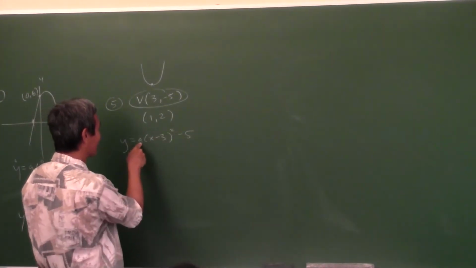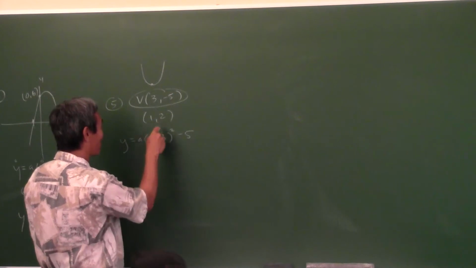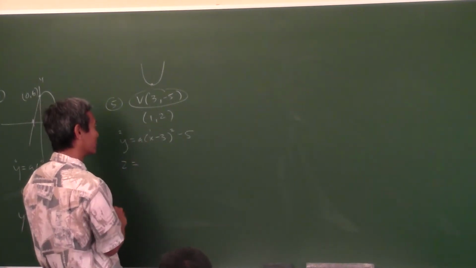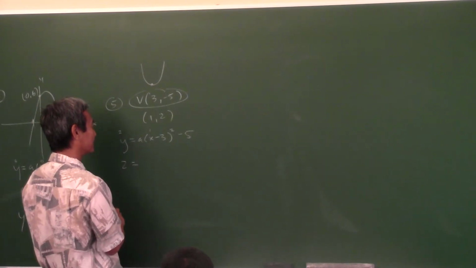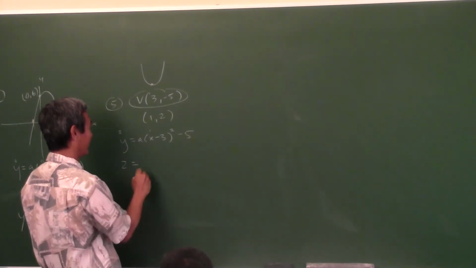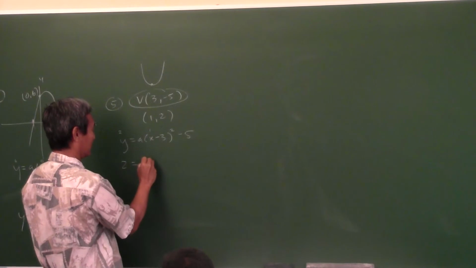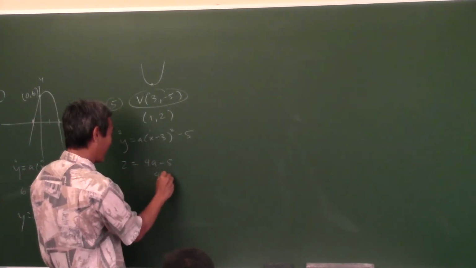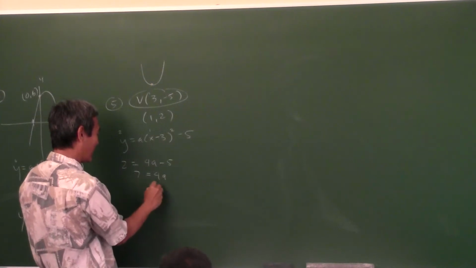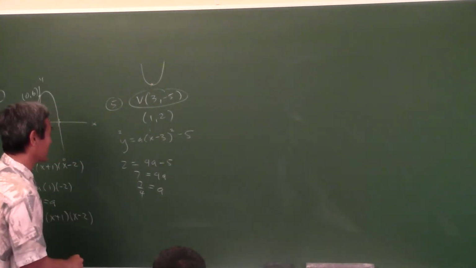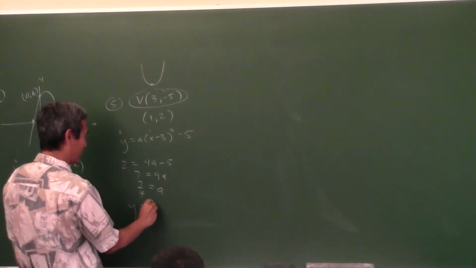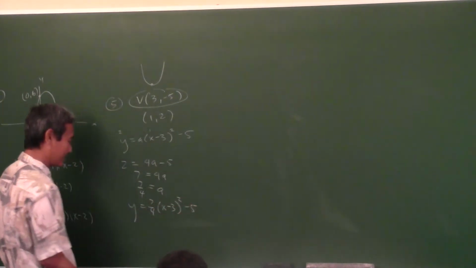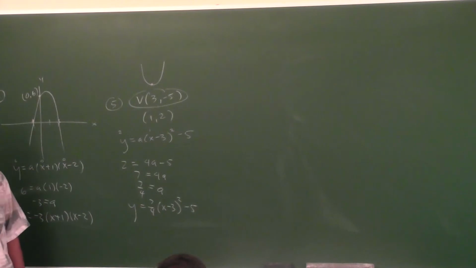How do I figure out what a is? You plug in the point. If I plug in 1 for x and 2 for y, you get 2 = 4a - 5. 4a = 7. I can do this. You guys got to be able to do this. y = 7/4 (x - 3)^2 - 5. There you go. Can you repeat that on Monday?